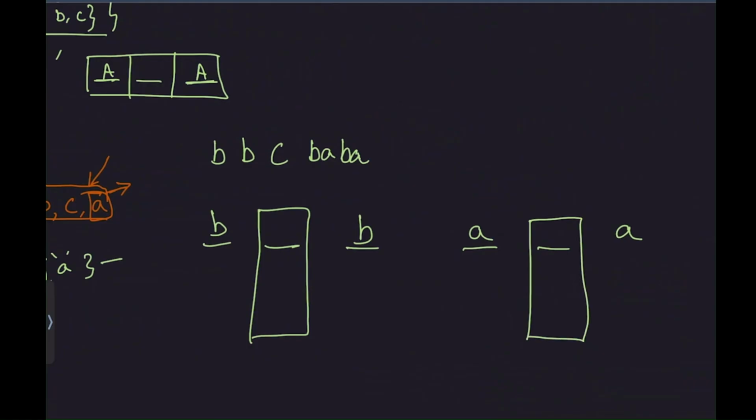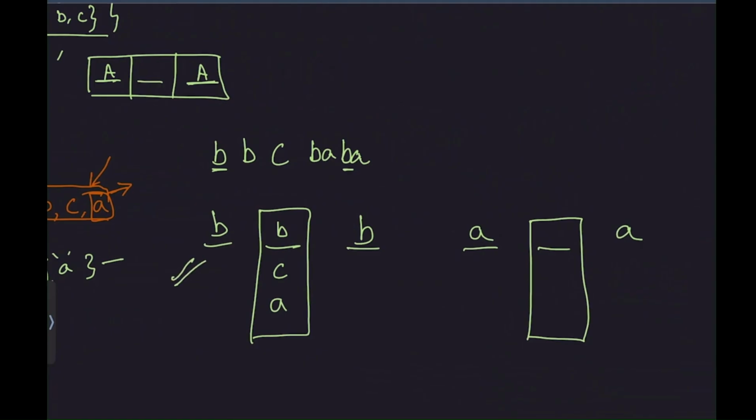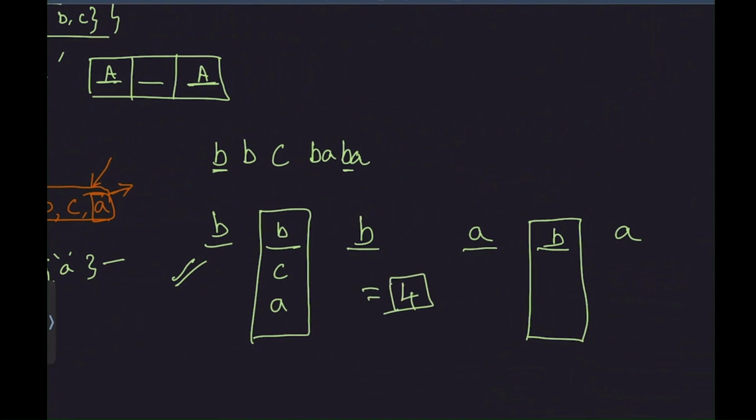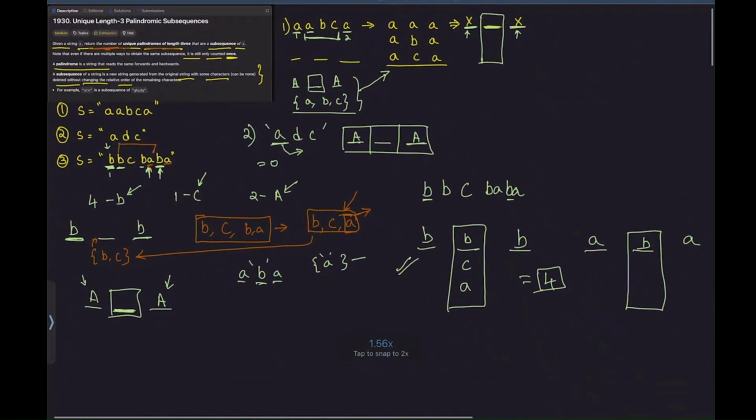What we are trying to achieve here is that if we consider this B and this B, we can have an additional B here, an additional C here, or an additional A here. These three subsequences are going to be valid. Now if we consider A, we have only a single B here, so the answer for this problem is going to be 4. If that is very clear to you, let's jump to the programming part.